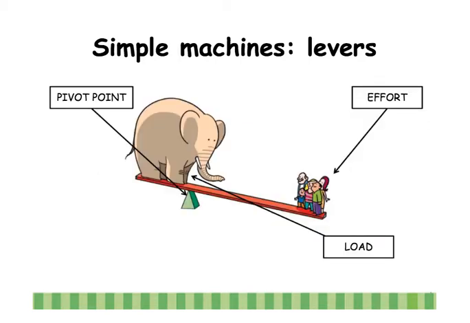Here's another lever. We have the load, which is the elephant, the effort applied by people, and the pivot point, which is this block here, which makes the lever move up or down. That's the pivot point.